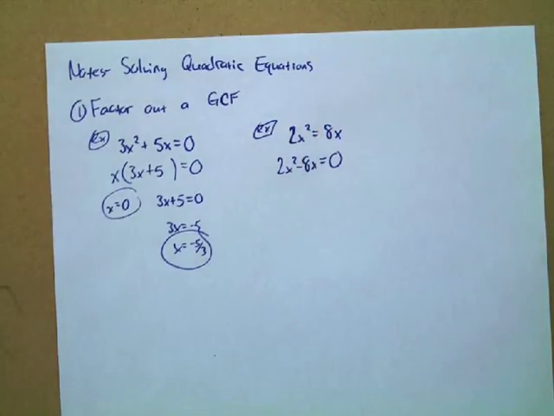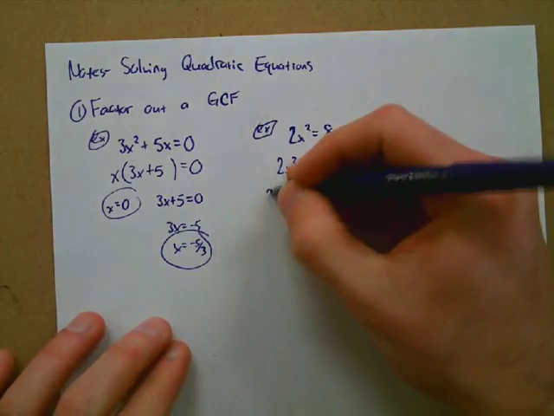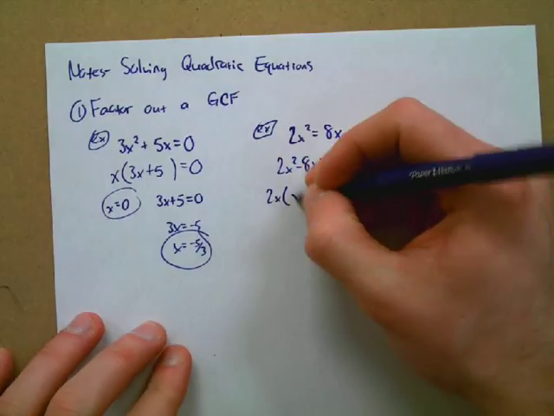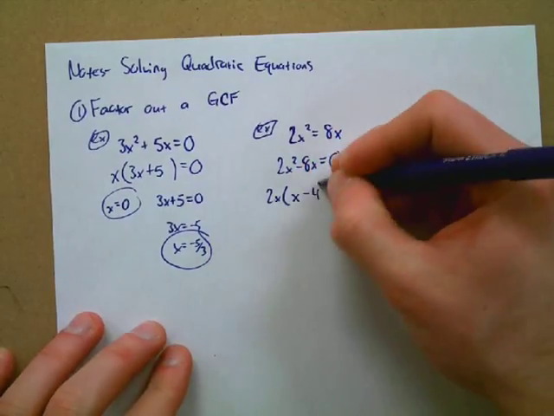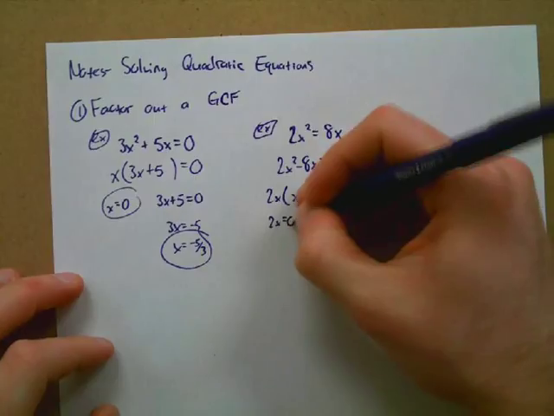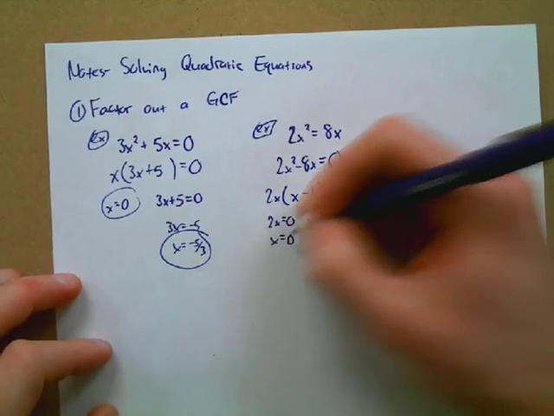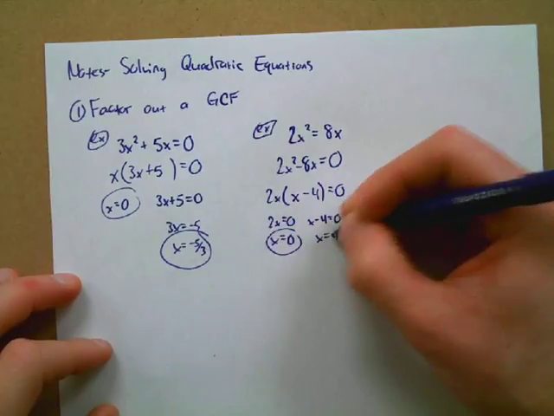Right? And now you look at that and say, okay, let's see here. There is a GCF we can factor out. We can factor out a 2x, and we'd be left with x minus 4 equals 0 there. Okay, so again, two things multiply to make 0. That means 2x equals 0 and x minus 4 equals 0. So x is 0 and x is 4. Okay, so again, nothing too crazy there.